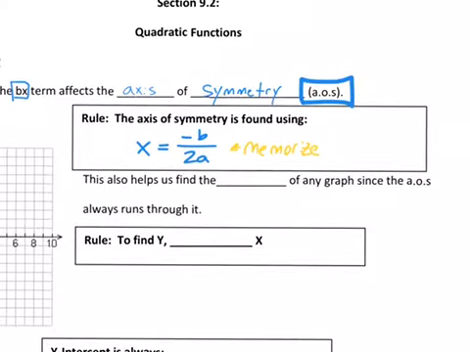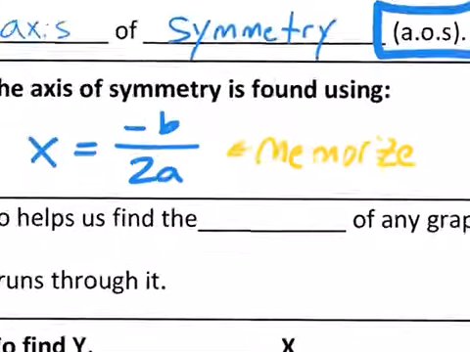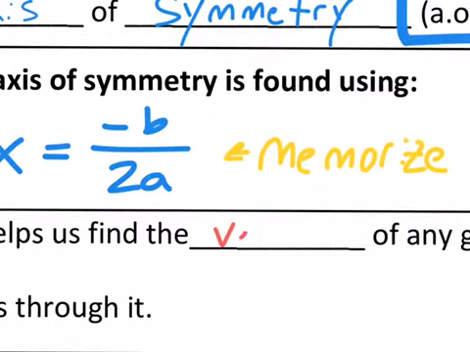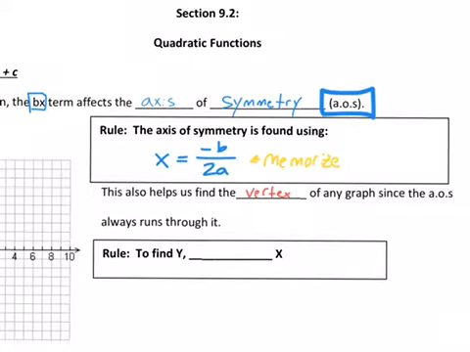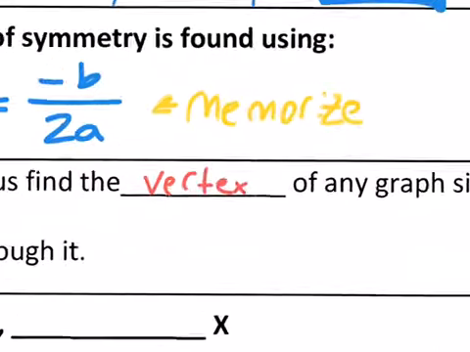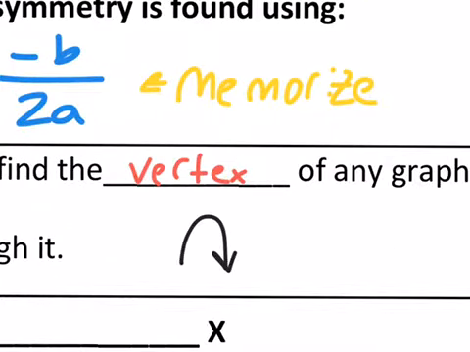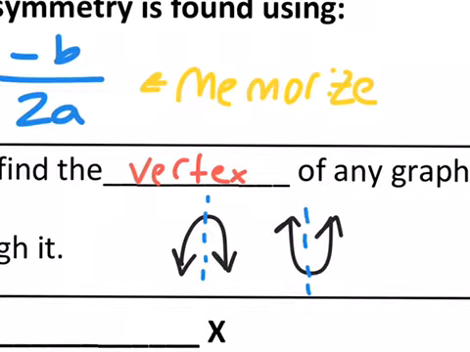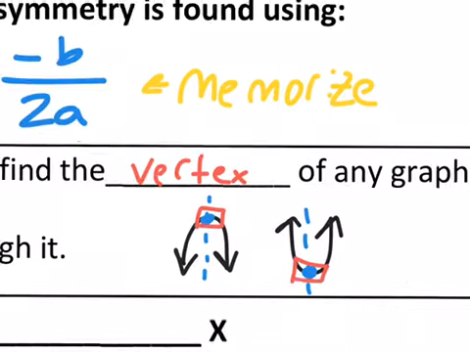Alright? What this is also going to help us find is that the axis of symmetry always passes through the vertex of any graph, since the axis of symmetry always runs through it. So really what we're looking at here is whether our quadratic opens down or whether it opens up. This axis of symmetry is that invisible dotted line that travels right through the middle. So since it travels right through the middle, it will tell us the vertex.